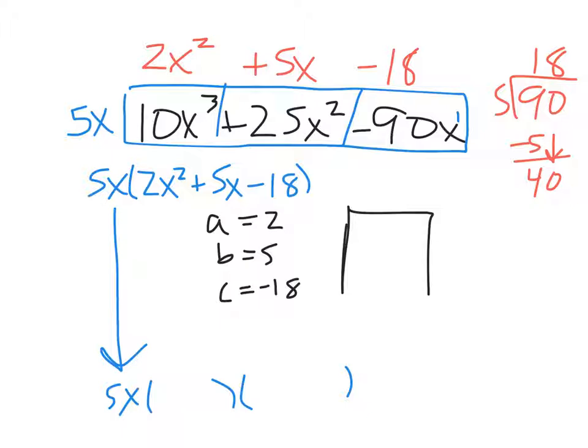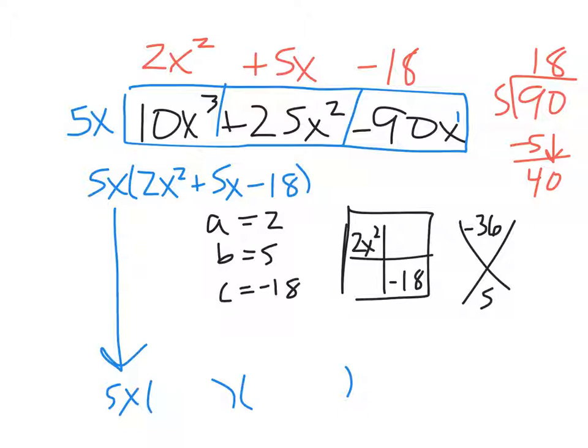First term, first box, last term, last box. 2x squared, negative 18. Multiply those. 2 times negative 18 is negative 36. And b goes at the bottom, 5. So what two numbers multiply to negative 36 and add to 5? That would be 9 and negative 4. So those two numbers go back in, 9x, negative 4x.